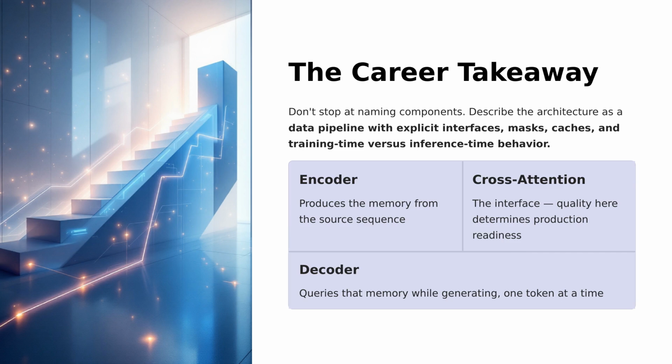The key career takeaway is this: don't just name the encoder, cross-attention, and decoder. Explain the architecture as a data pipeline. The encoder turns the source sequence into memory. Cross-attention is the interface to that memory, and its quality often determines whether a system is truly production-ready. Then the decoder queries that memory one token at a time with clear attention masks, cache behavior, and distinct training versus inference behavior.